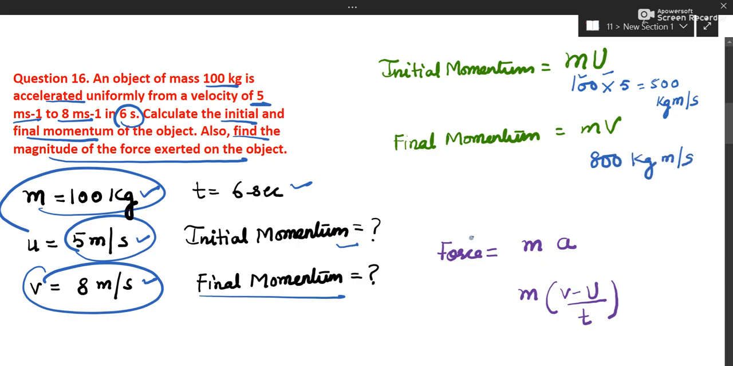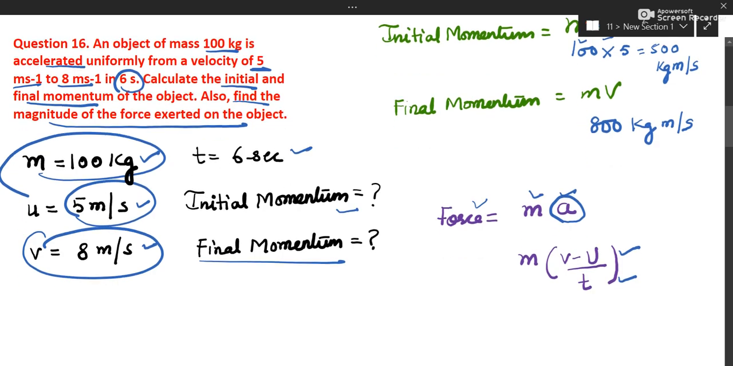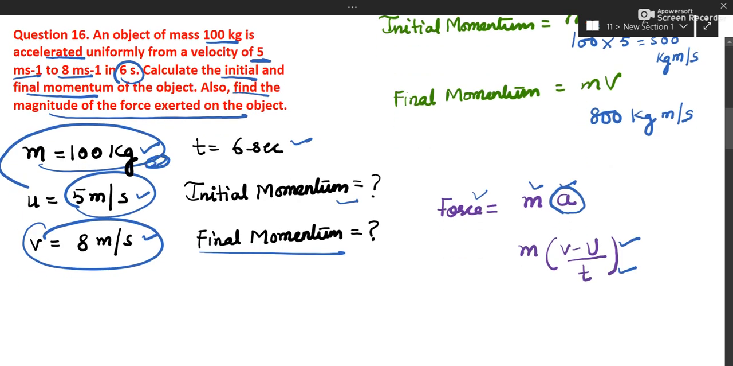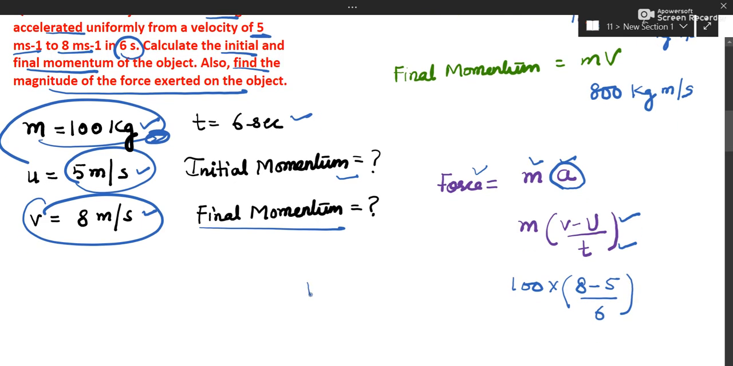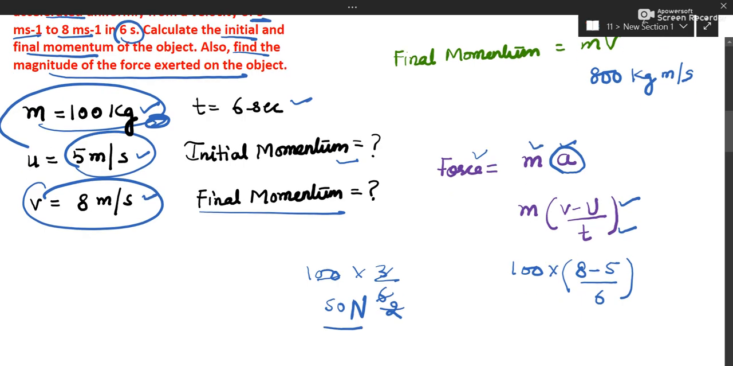Then we have to calculate force also. Force is ma. Acceleration is change in velocity upon time, that is rate of change of velocity. So mass is given as 100 kg, so we'll write here 100. Final velocity is 8, initial velocity is 5, and time is 6. So you can calculate this: 100 into 3 by 6, so it is 50. Or you can do the calculations on your own. Now you have to put the unit, it's 50 Newton.